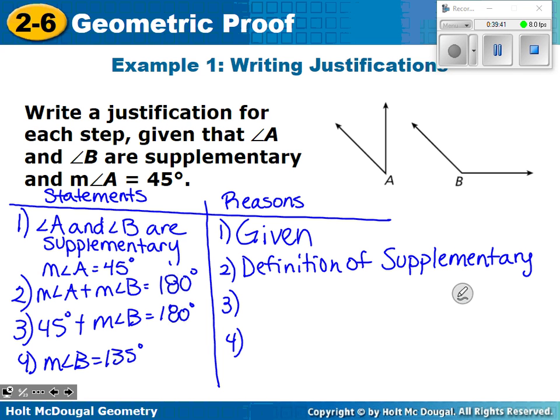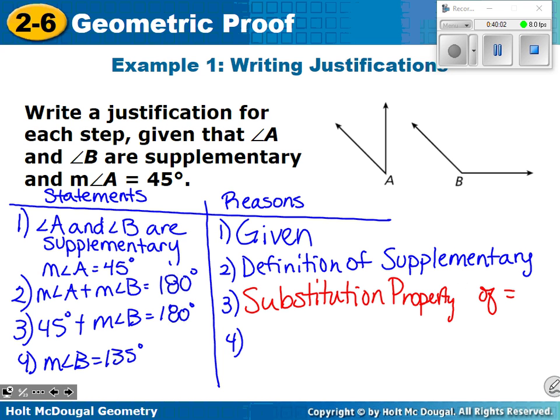So what did they physically do? What theorem, definition, postulate, or property did they use to change 2 to 3? Substitution. Good. We're getting there. Substitution, property of equality. They just took this 45 degrees and plugged it in for that angle A. Okay, again, don't write on your proofs like I just did. I'm just trying to illustrate for you.